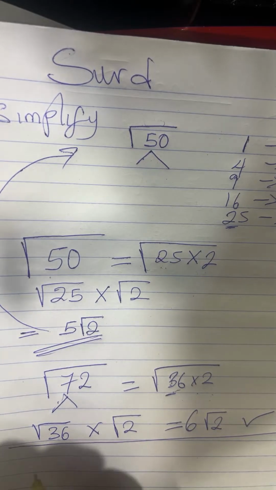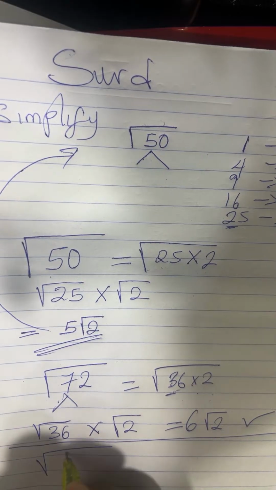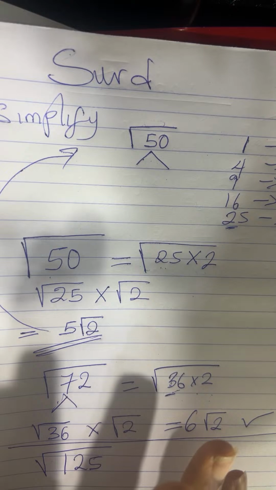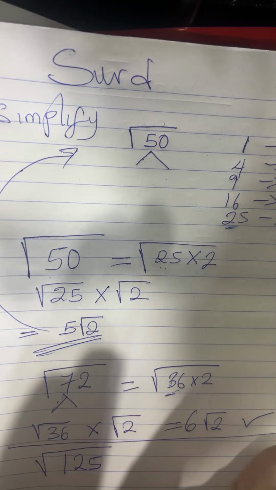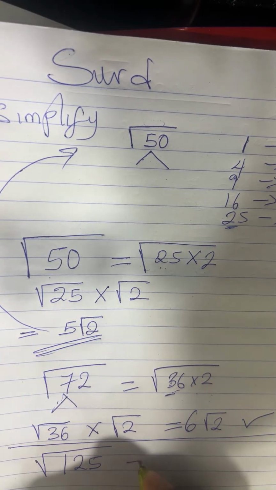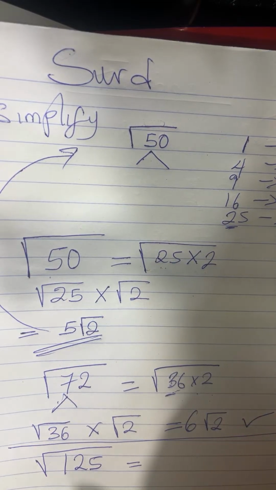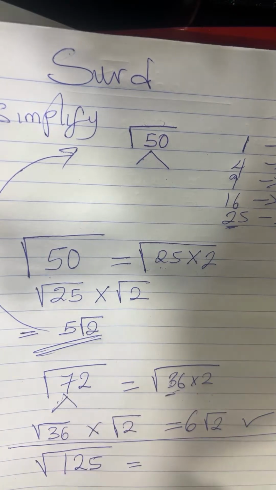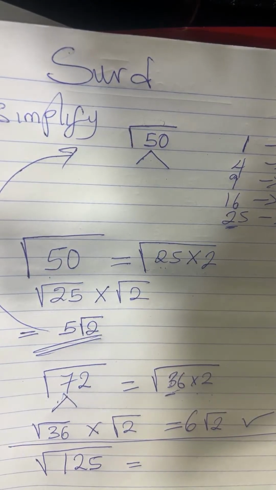Then the next one we have is the square root of 125. We are told to simplify this surd, the square root of 125. To do this, we must first understand what surds are all about and how to reduce them to their basic form. For us to reduce this surd to its basic form, it is very, very easy.